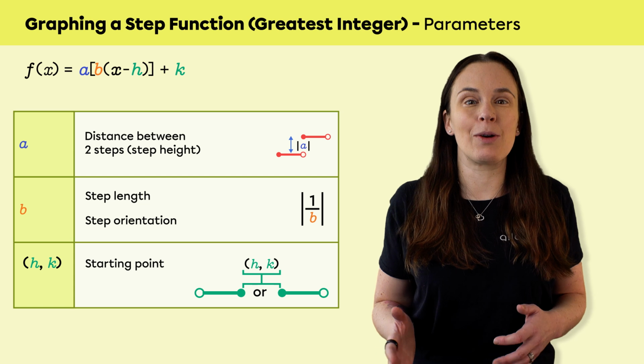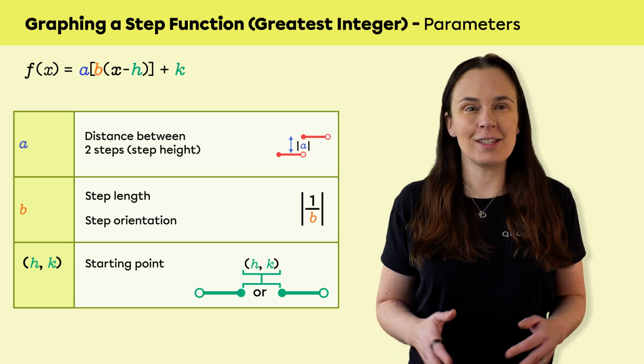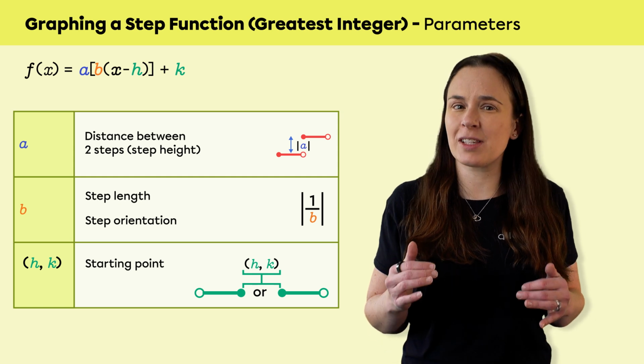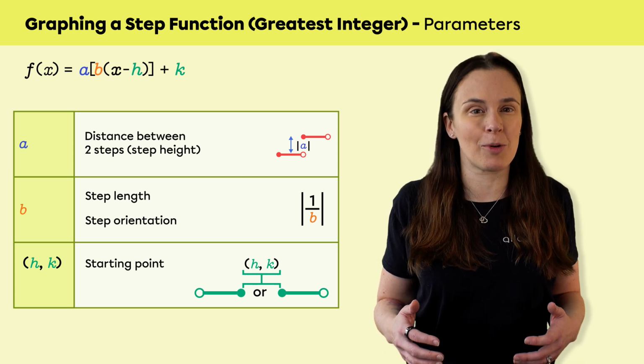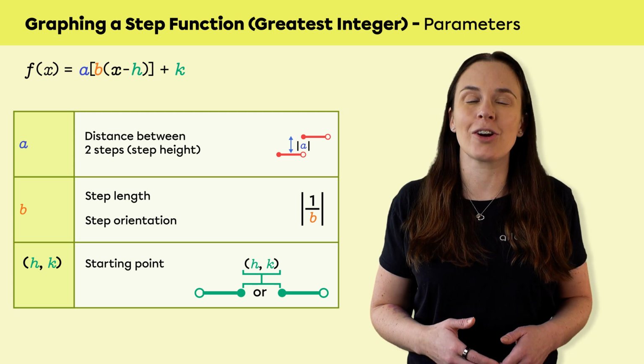Parameters h and k represent the coordinates of one of the closed endpoints of the function. Since there are several closed points, there are several possible hk pairs for the same graph. When graphing a greatest integer function, use h and k as the starting point.